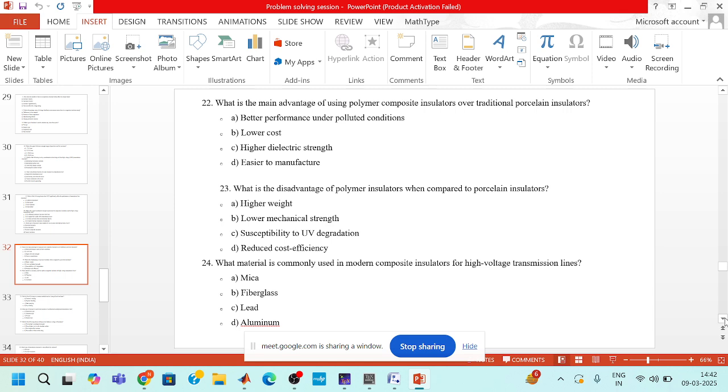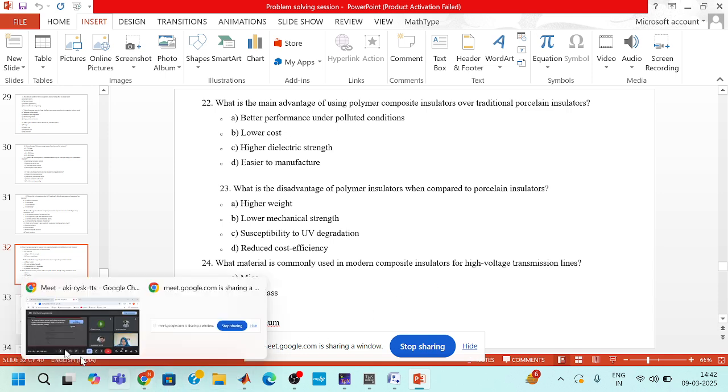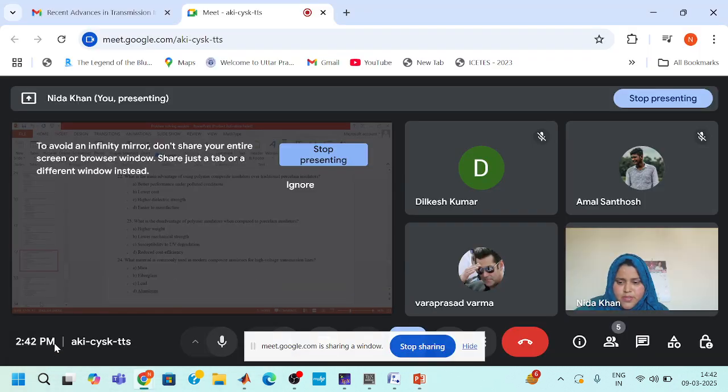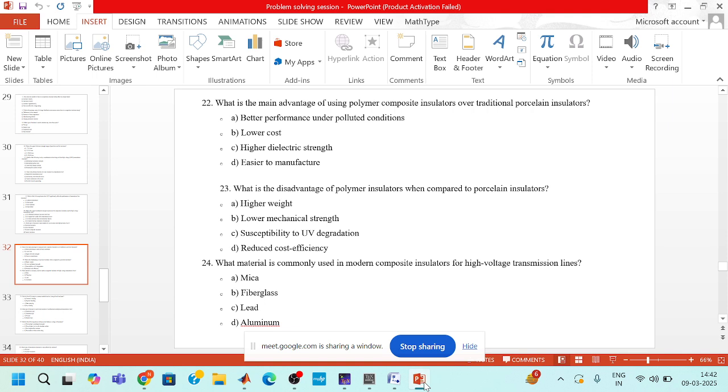Okay. Now the next question is, what material is commonly used in modern composite insulators for high voltage transmission lines? Options are mica, fiberglass, lead, aluminium. Fiberglass. Yes, fiberglass is the correct answer, which is commonly used in modern composite insulators for high voltage transmission lines.